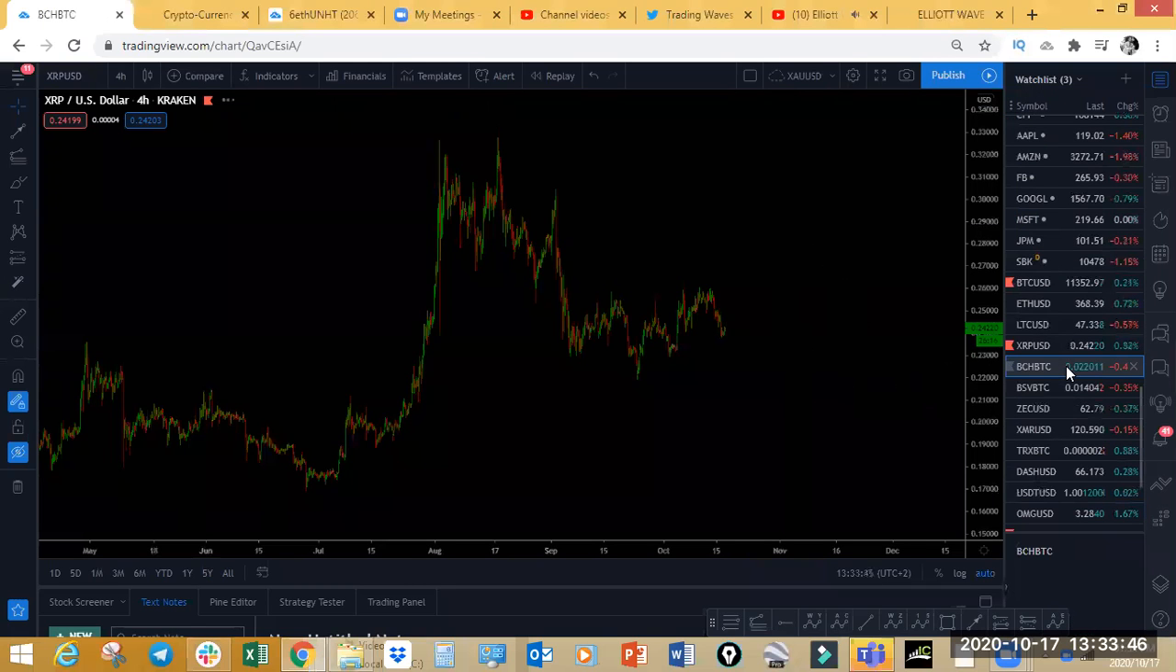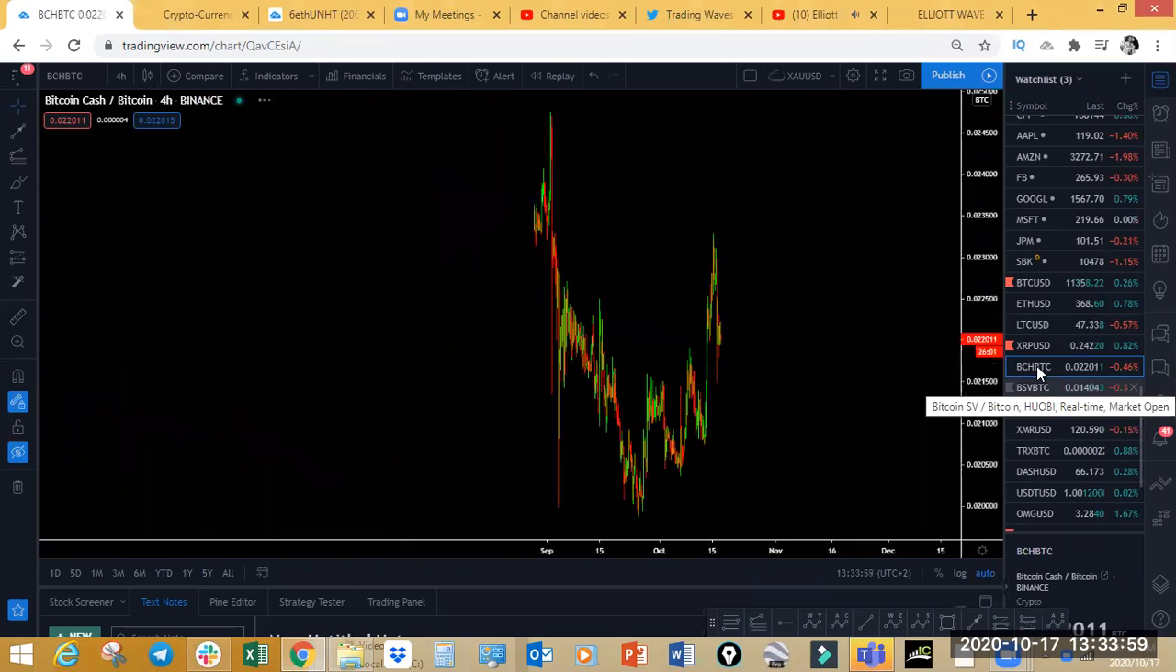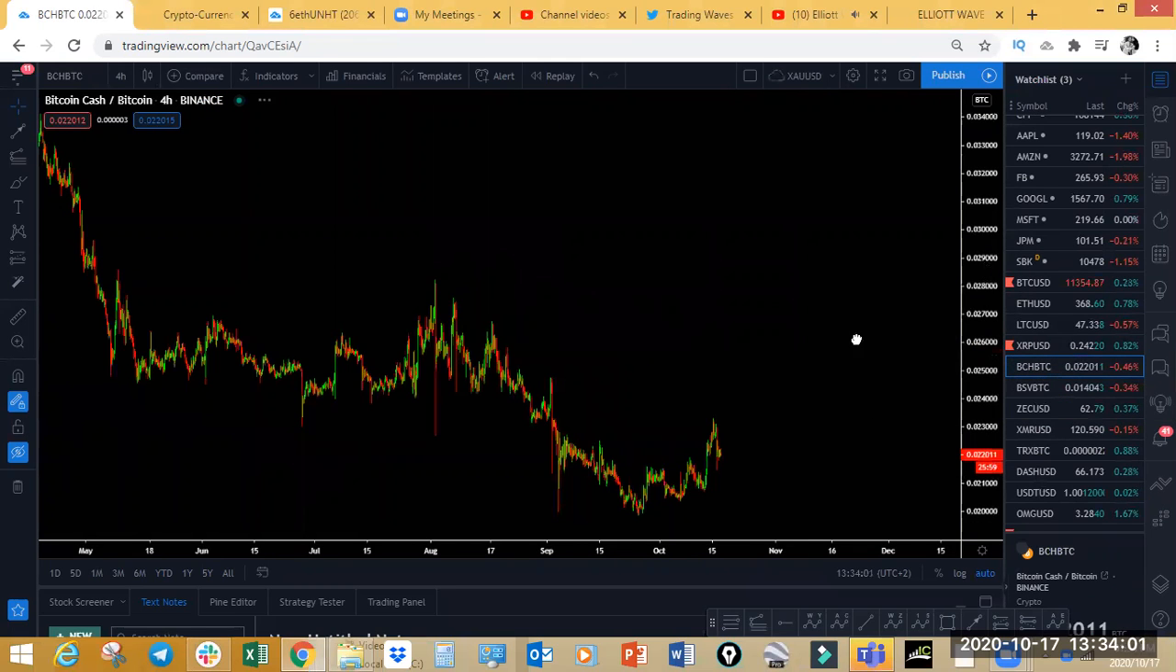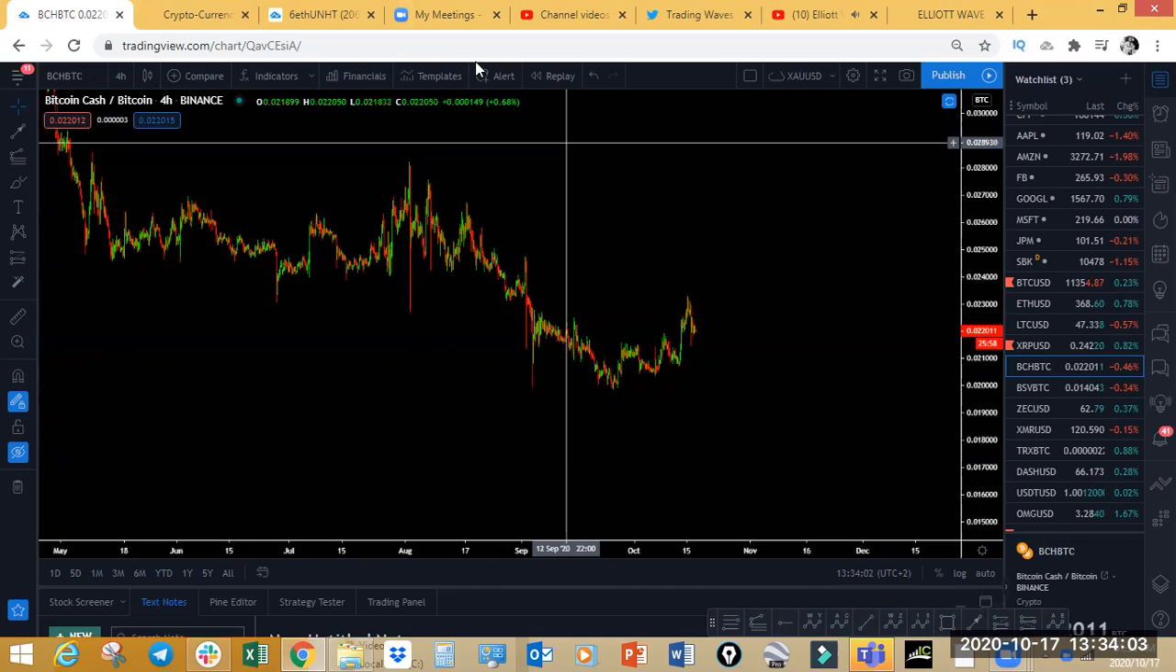Let's look at Bitcoin Cash. This is Bitcoin Cash versus Bitcoin and not the US dollar. Let's have a look at that. That's Bitcoin Cash. Right, so that is Bitcoin Cash. Bitcoin Cash is also showing weakness.